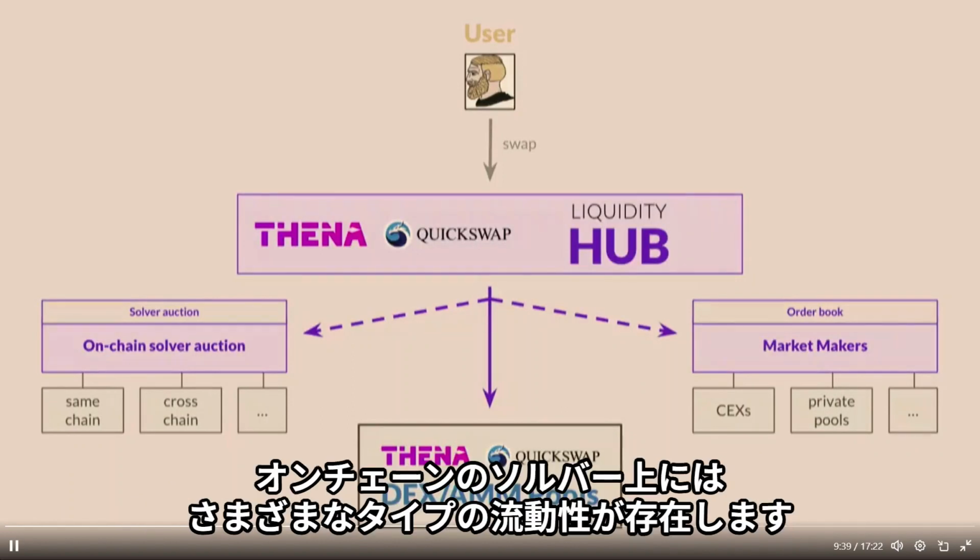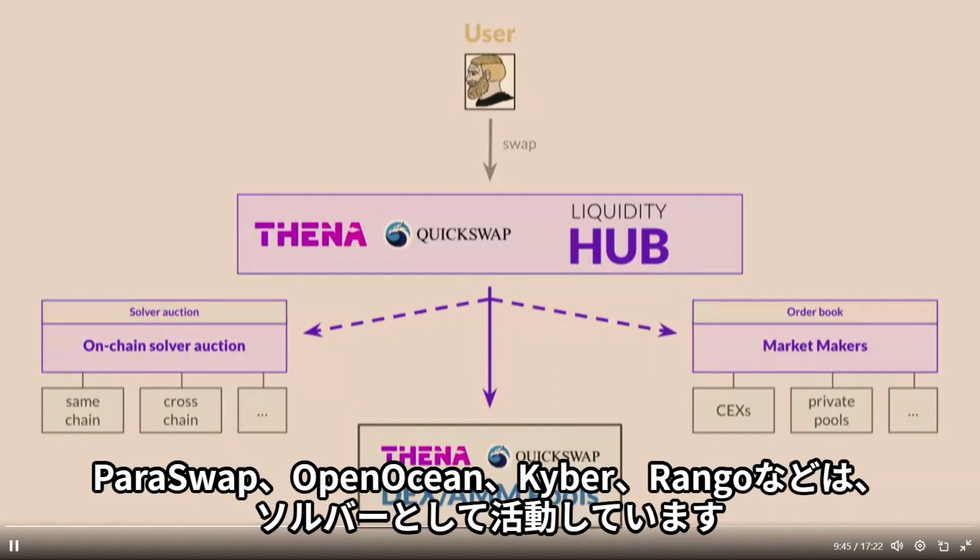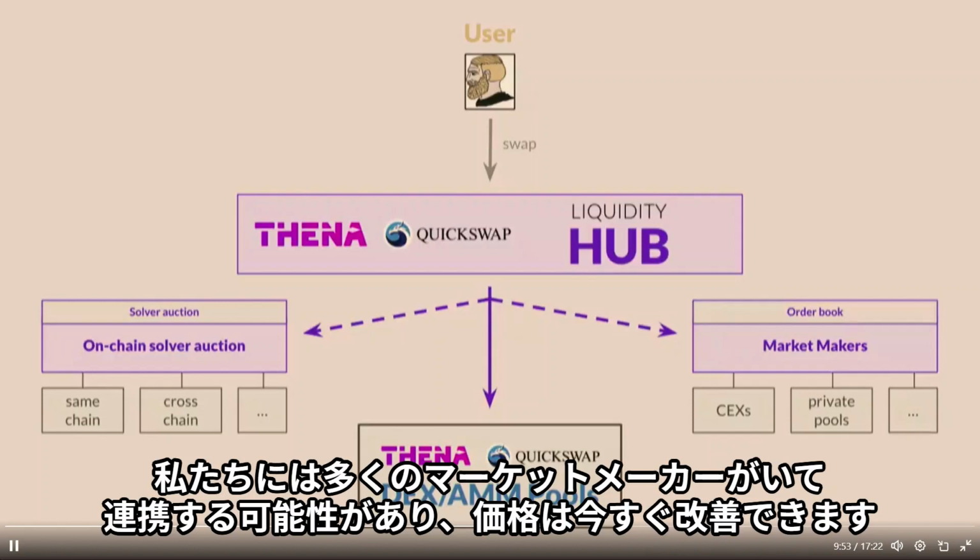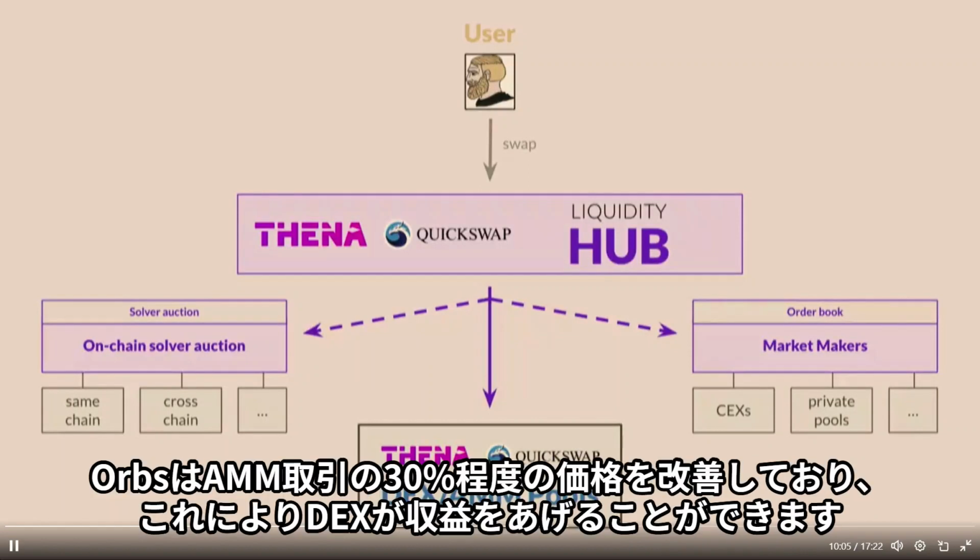And there we have different types of liquidity. We have on-chain solvers, so Paraswap, Odos, OpenOcean, Kyber, Rango, Bebop. All these guys are acting as solvers. And we have market makers. We have Manifold as a market maker. We have JC as a market maker. We're integrating new market makers as we speak. But potentially with that, we can improve price. And right now, we are improving price for something like 30% of the trades coming into the AMM UI.